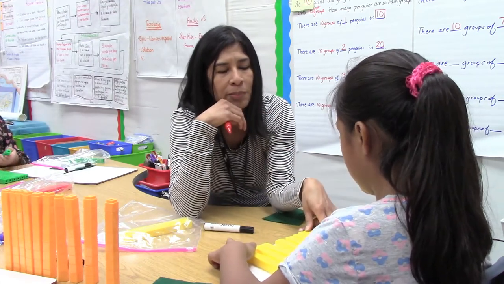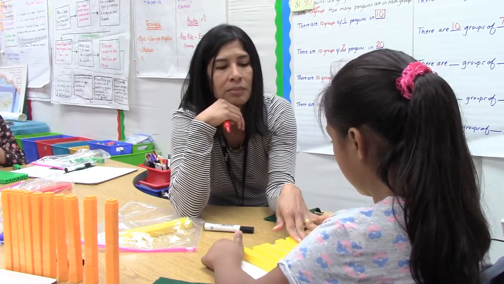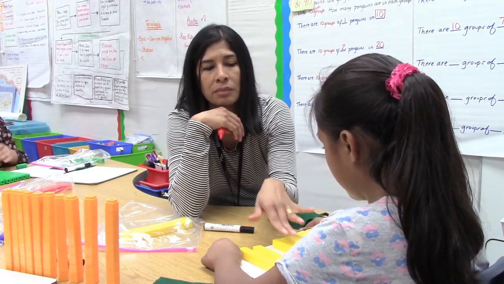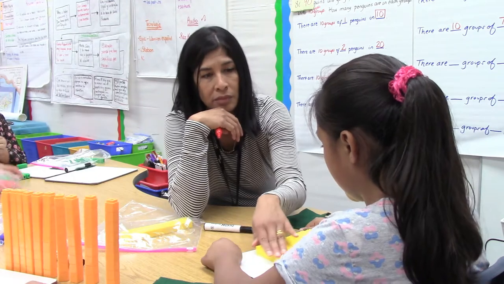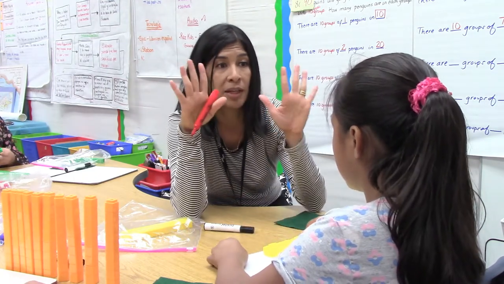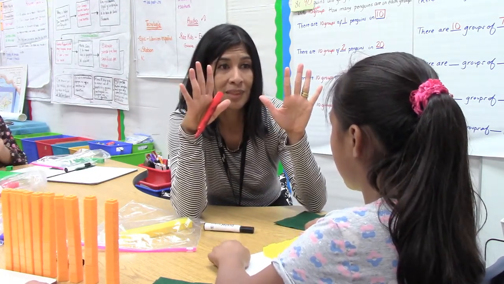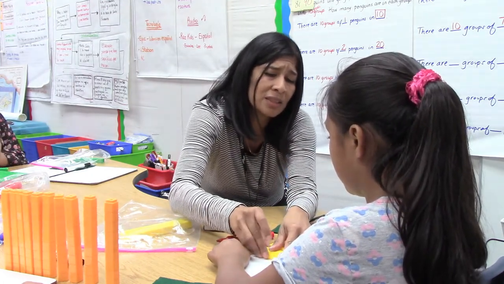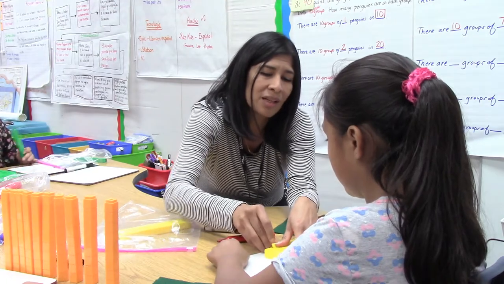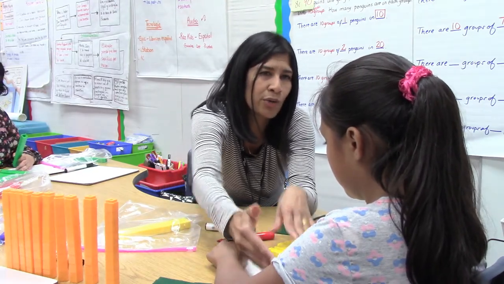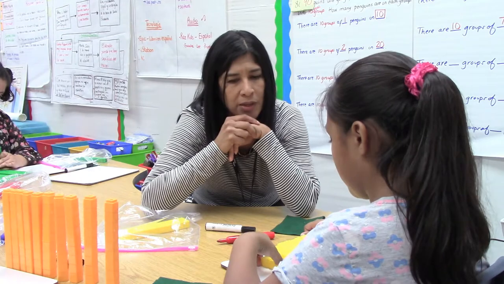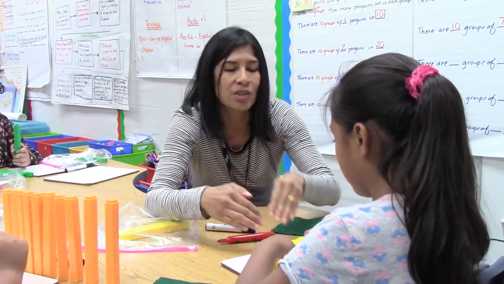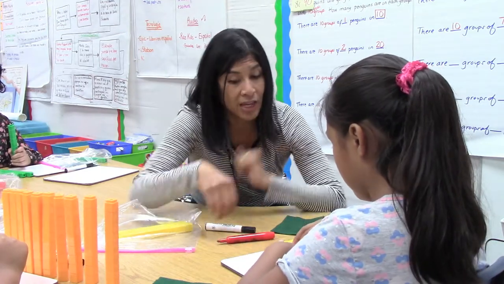We have one group. Eight groups. And we need how many? 10. Okay, so could we take some of these to make another group and another group to make 10 groups? How could you do that? Okay, you want to think about that and show me that you have 10 equal groups of 80 penguins, okay?